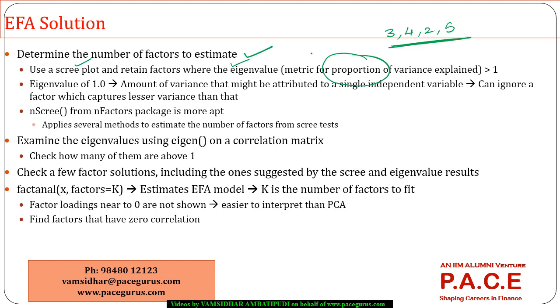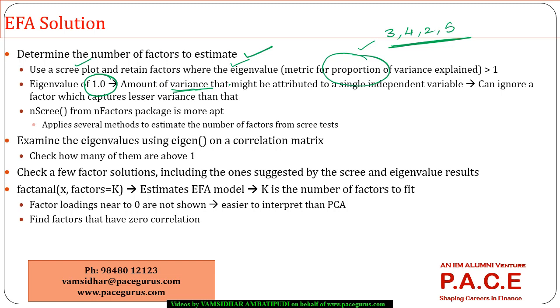Right? But let's do that. So when I say eigenvalue, it's nothing but the proportion of the variance that is explained by a single factor. And why am I looking at 1? If the value is 1, that is the amount of variance that is contributed by one single variable.